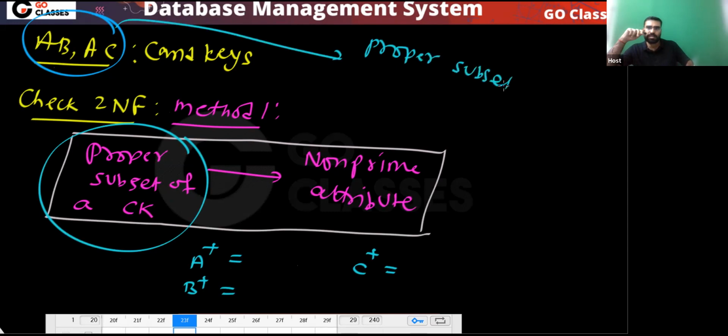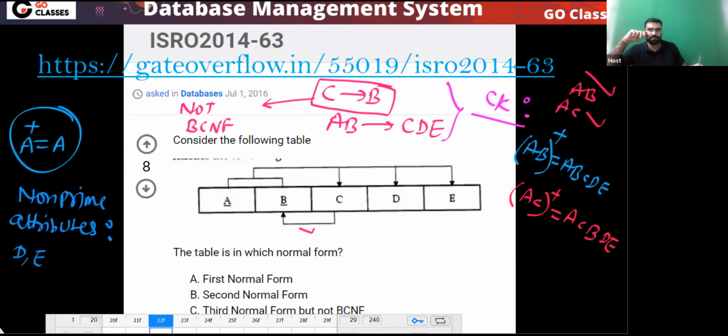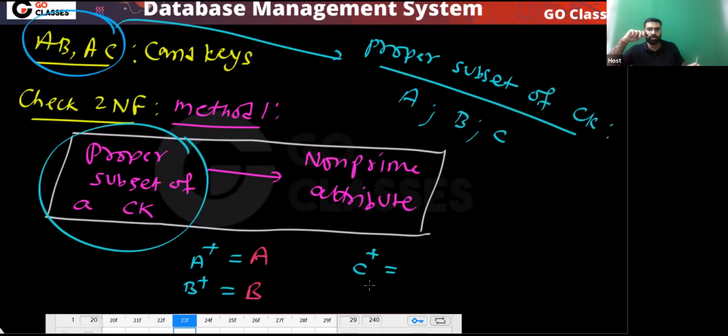What are the proper subsets of a candidate key? A is a proper subset of a candidate key, B is a proper subset, C is a proper subset. So you find their closure. A closure will be A. B closure will be B. C closure will be CB.